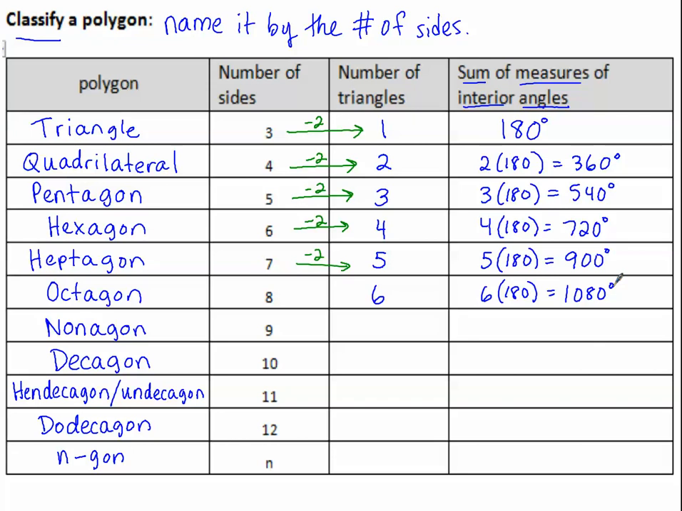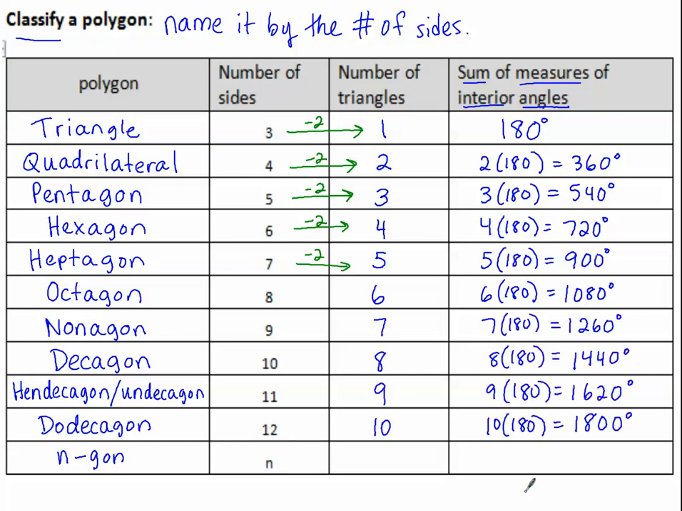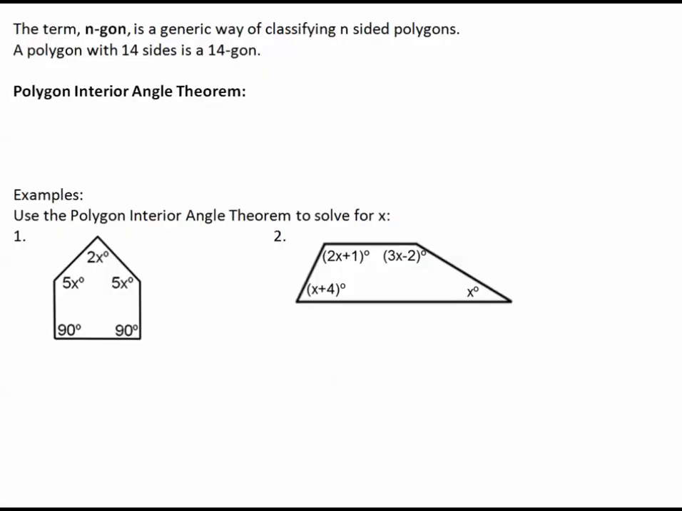If we get down to n sides, can you think of a rule for that? Why don't you pause the video, fill in the rest of the table, and see if you can think of a rule for n sides. Did you come up with a rule? Number of sides. To get to the number of triangles, we take that number and subtract 2. Then we multiply it by 180 degrees because that's how many triangles we have. So now we get to our rule, the polygon interior angle theorem.